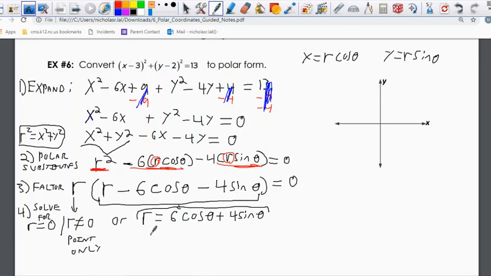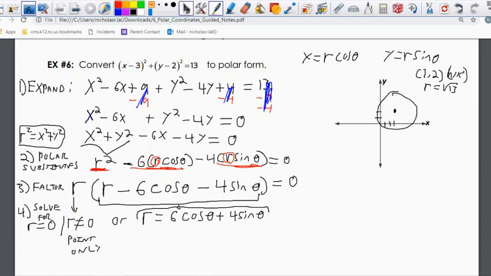So we can also check this on the calculator. Remember, our center is going to be 3, 2. That's going to be h, k. Our radius is going to be equal to the square root of 13. So this is going to be 3, 2 with a radius of the square root of 13.